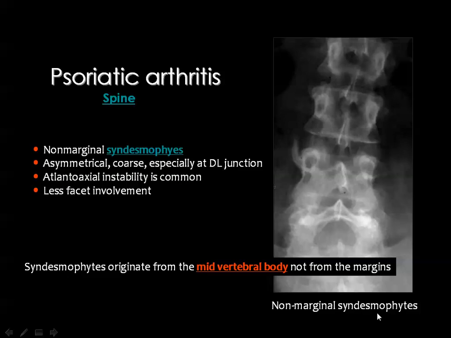In the spine, there are changes which manifest by what are known as syndesmophytes, which are osteophytes arising from the mid portion of the vertebrae instead of the vertebral end plate. There is also atlantoaxial instability, which is also seen in cases of rheumatoid arthritis. But in cases of rheumatoid arthritis, you get more involvement of the facet joints, especially those in the cervical spine, as you remember.